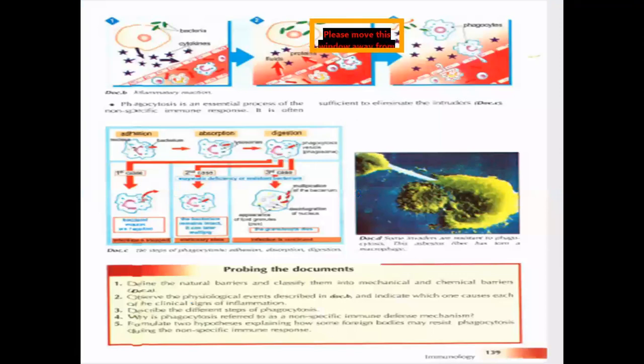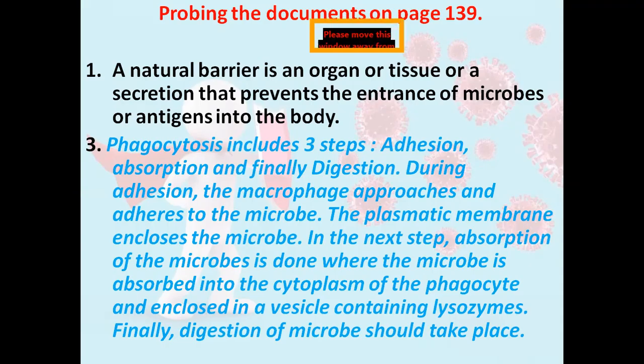Number three, describe the different steps of phagocytosis. Phagocytosis, as I said, includes three steps: adhesion, absorption and digestion. First, during adhesion, the macrophage approaches the microbe and adheres to it. The plasmatic membrane encloses the microbe. Next step is absorption, where the microbe is absorbed into the cytoplasm of the phagocyte and is enclosed in a vesicle containing lysozymes. Lysozymes cause the lysis of the cell. Finally, digestion of the microbe takes place.